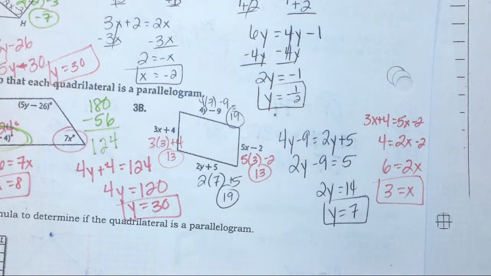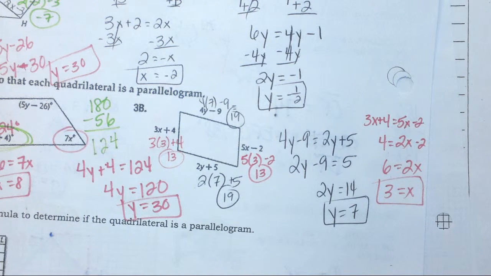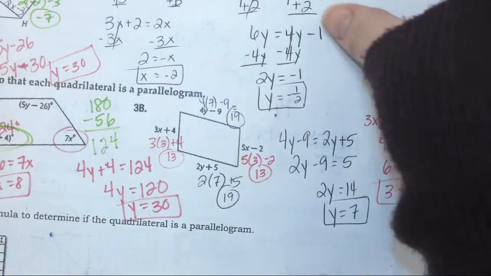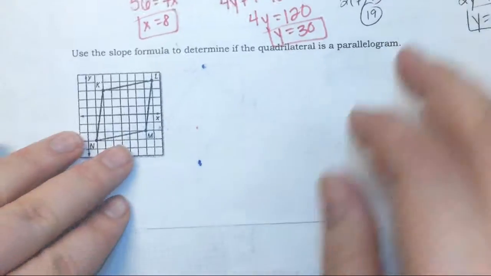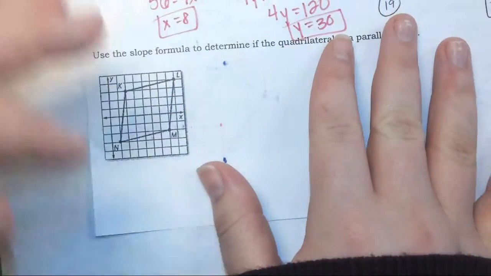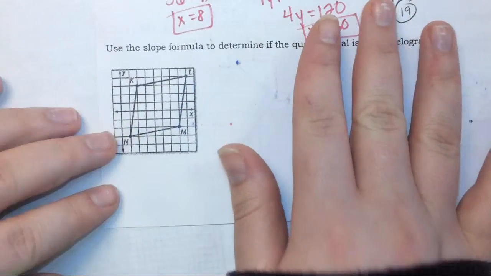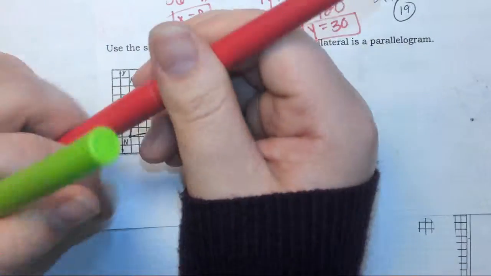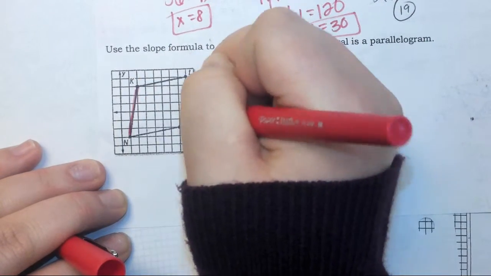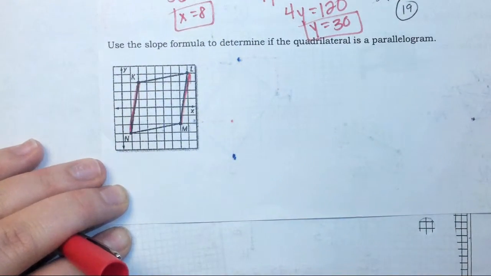Okay, are there any questions about any of these? There is one more, and it's got to do with graphing, so it's not really in the same realm as these. So it says, use the slope formula to determine if the quadrilateral is a parallelogram. It's going to be a parallelogram if this line and this line have the same slope. So we need to calculate that slope.